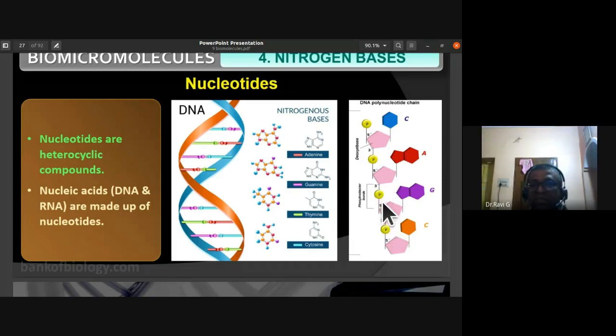You can see in between these, there are phosphodiester bonds between the nucleotides. Nucleotides are heterocyclic compounds, you can notice here. Nucleic acids, that is DNA and RNA, are made up of many nucleotides, or polynucleotides, you can call it.